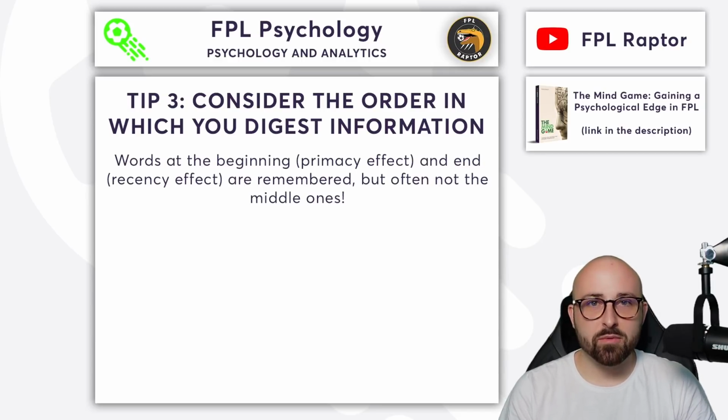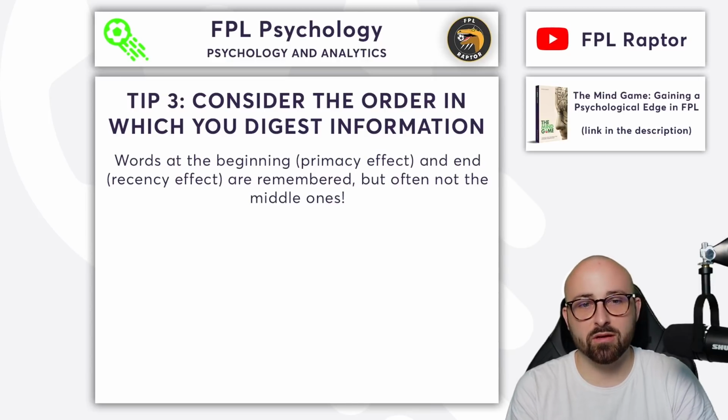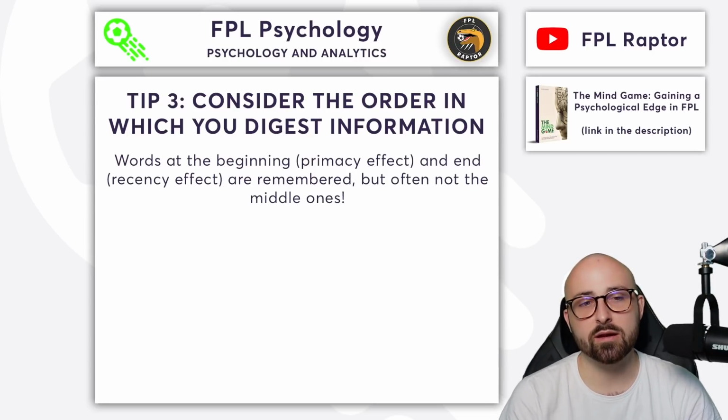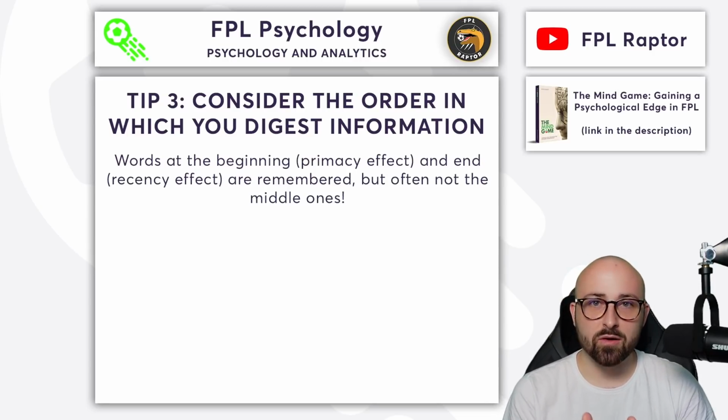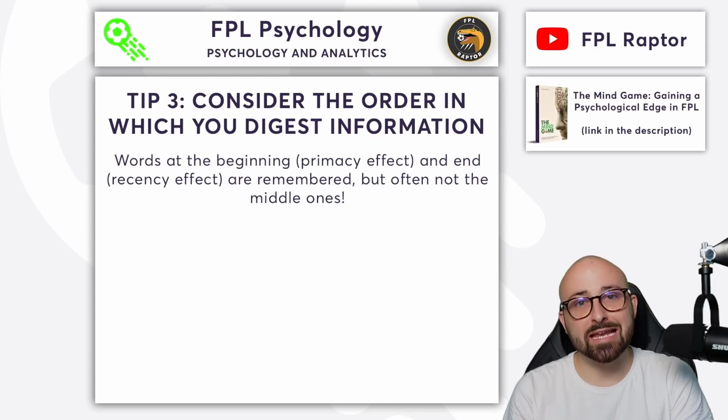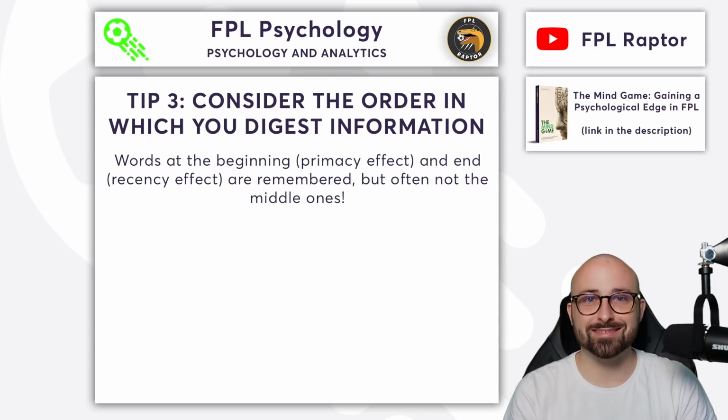Now, obviously, this experiment was very time pressured. So this is to do with the order in which you receive information over like the space of 20, 30 seconds. And obviously in FPL, it's across a week, so it is slightly different. But generally speaking, there's been a lot of research over different lengths of time, which suggests that we remember things that are at the beginning of a set period of time, and we remember things that are at the end very well, but we often forget things in the middle.